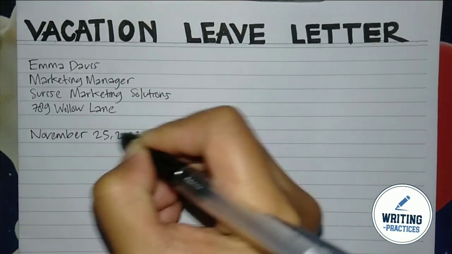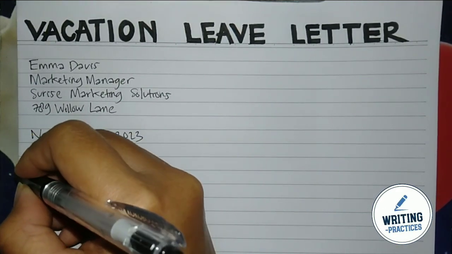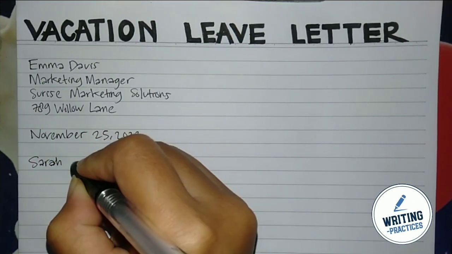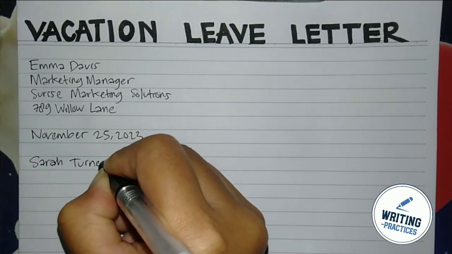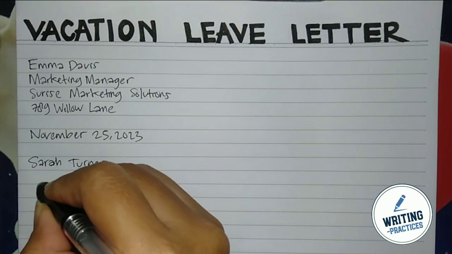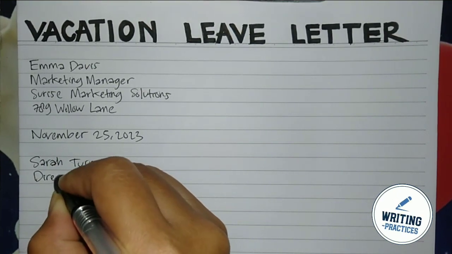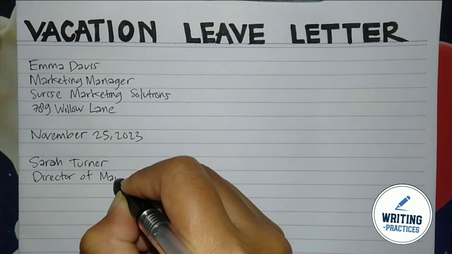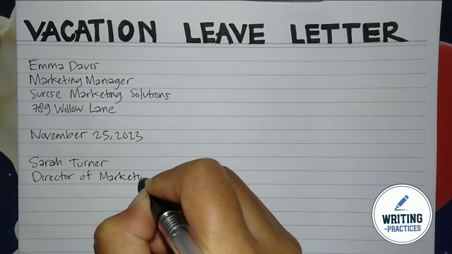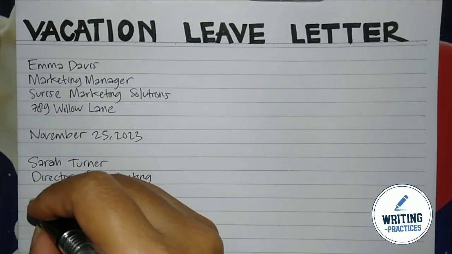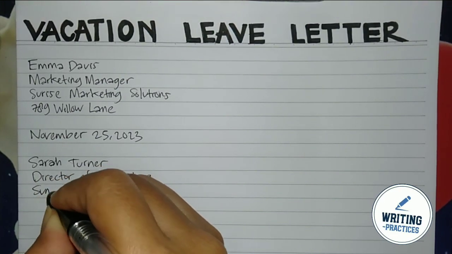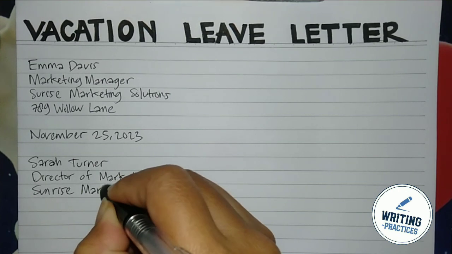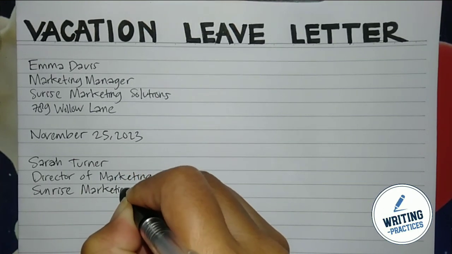Check this out. First of all, you can write your full name. And then, write your occupation or your job position in the company. Here, the letter is written by a marketing manager. And write also the name of the company. Under it, write the address of your office or company. Don't forget to mention the number, street name, city, state, and zip code. For the next, you can write the date of the letter. Write in the format of month, date, and year.